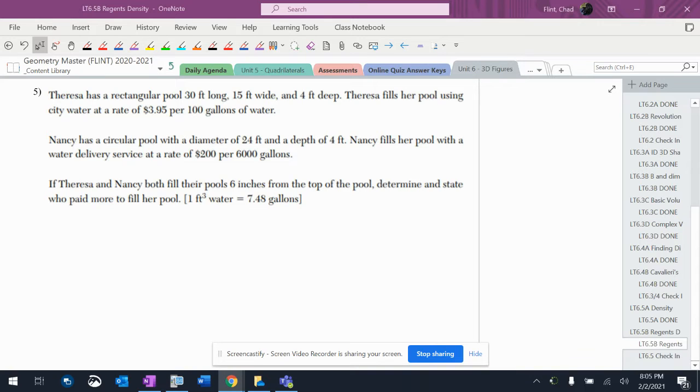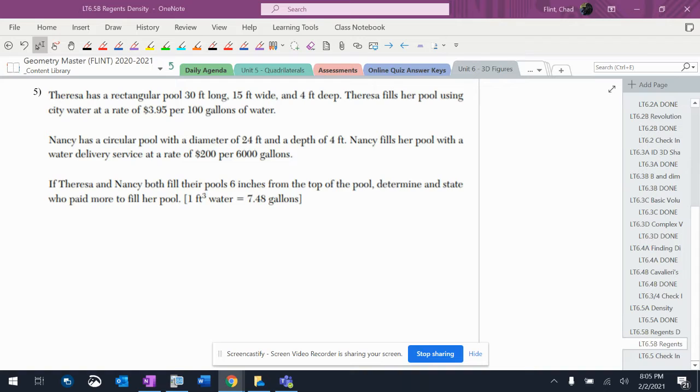So this problem's a little ugly. Okay, this is a Regents problem that was on a June exam. I can't remember how many years ago, but it's just long. Okay, so we've got two pools. We're filling them up with water. It tells us how much water costs, and we also have to convert this stuff to gallons.